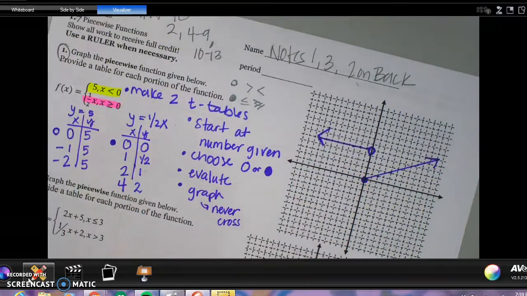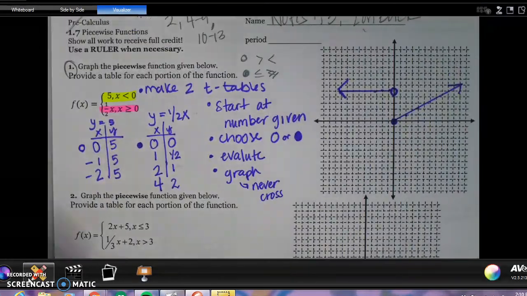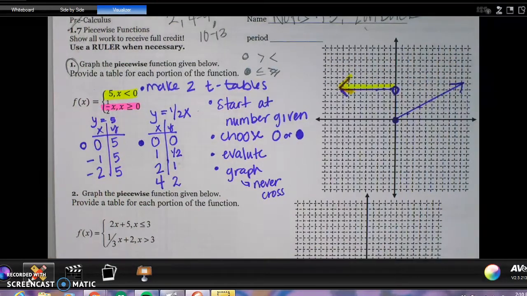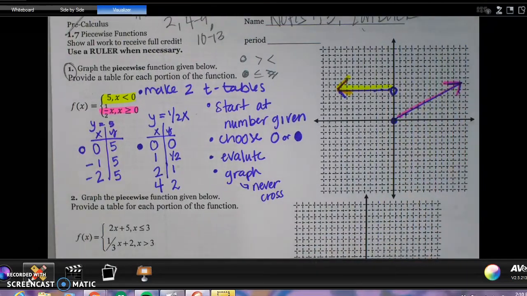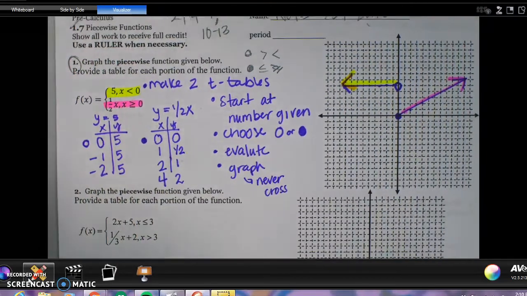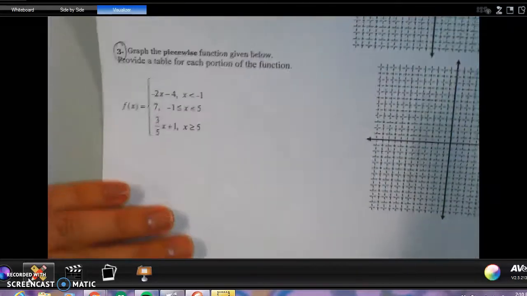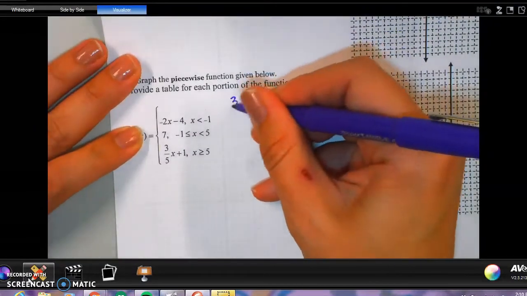Now look, do these ever cross? No. Okay? So I've just plotted these functions. If you liked my color coding, this is my yellow line. And this is my pink line. Okay, make sure that you understand before you move on with me to number 3 that has 3 lines. All right, this one should have 3 t-tables.